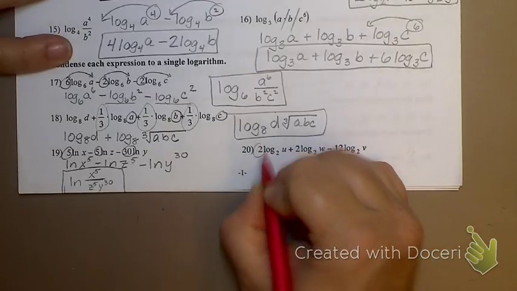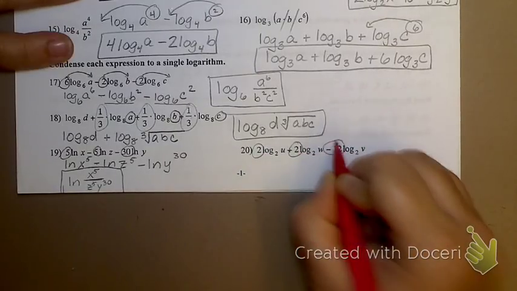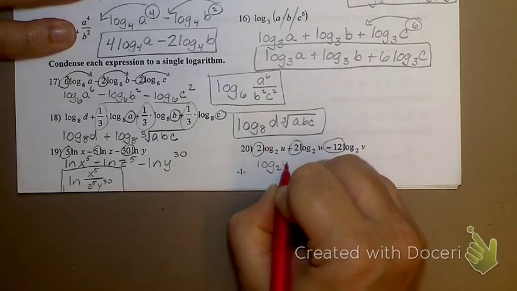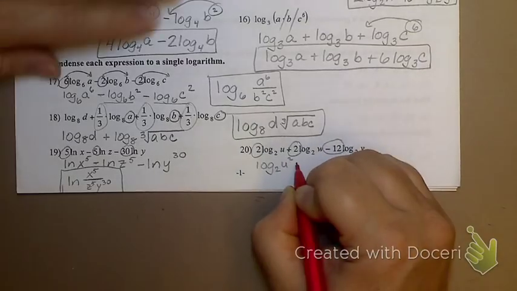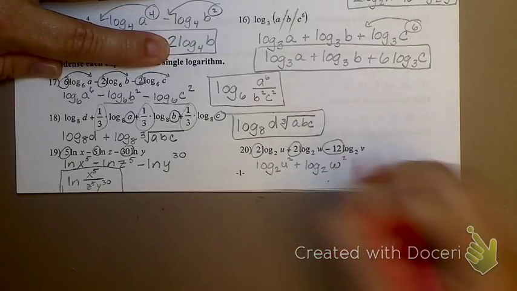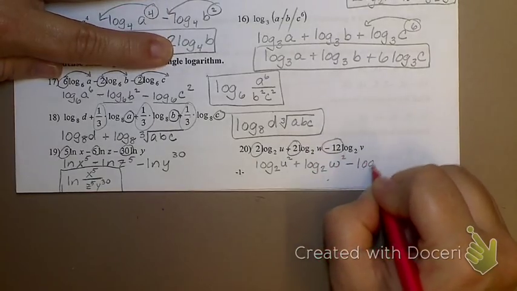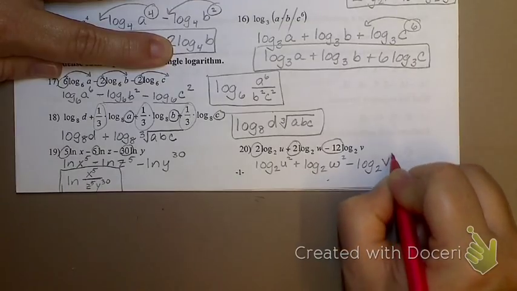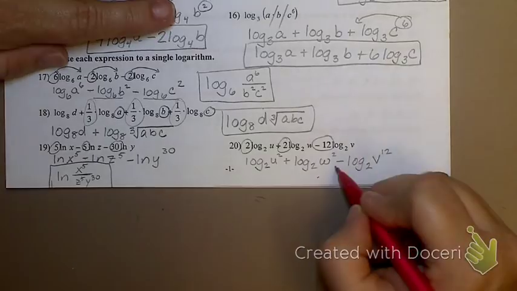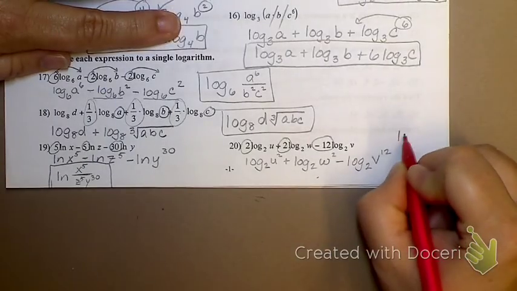Over here, I'm going to bump those exponents back. So I have log base 2 of u to the 2nd plus log base 2 of w to the 2nd minus log base 2 of v to the 12th. So I have a subtraction in there, so I am going to condense to a fraction.